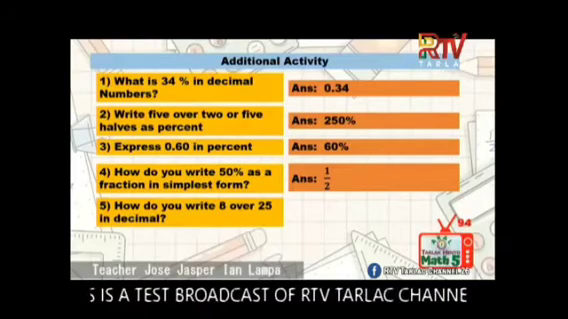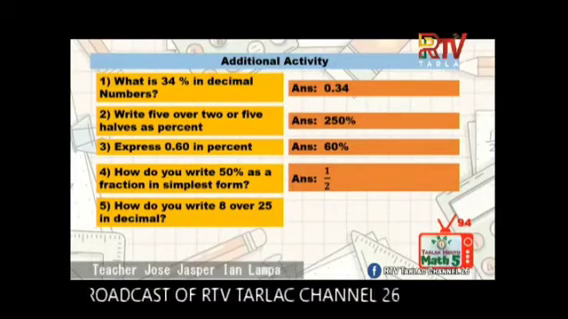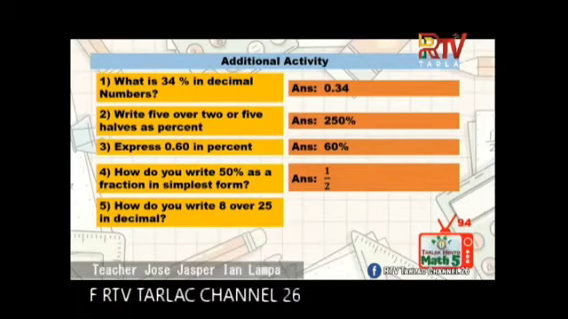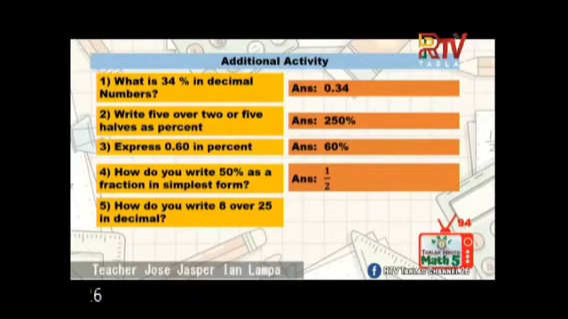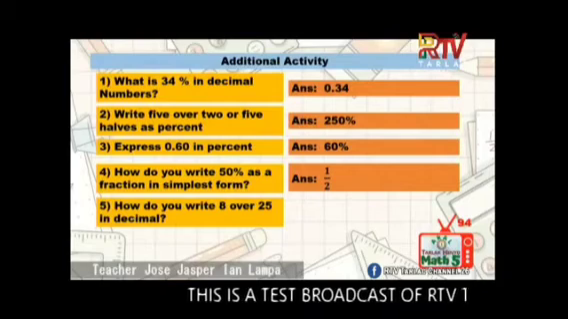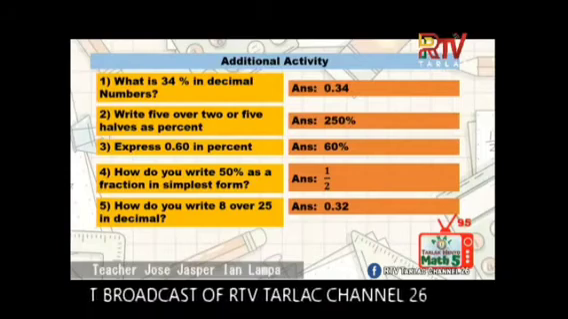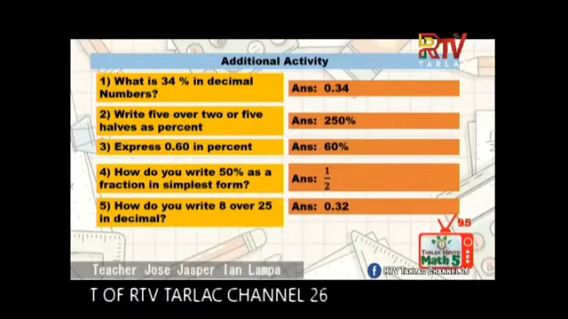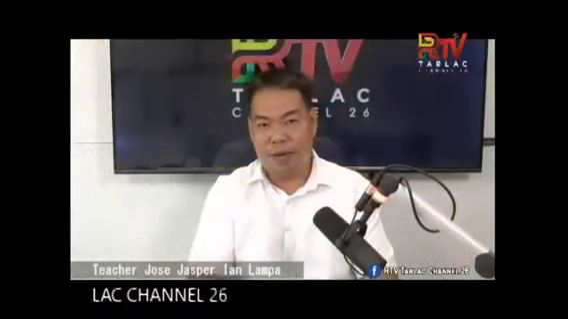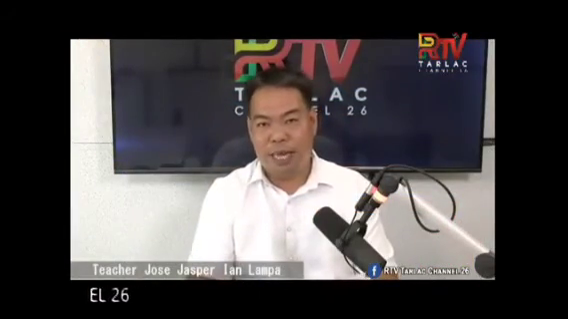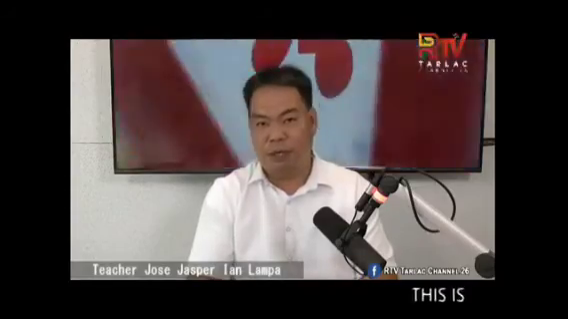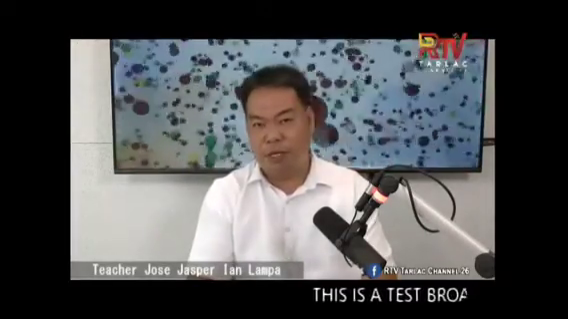Number 5. How do you write 8/25 as a decimal number? To change fractions to decimal numbers, divide the numerator by the denominator. And if you said 0.32 or 32 hundredths, you are correct. Well done, grade 5 learners. So we were able to visualize percent and its relationship to ratios, fractions, and decimal numbers using models.